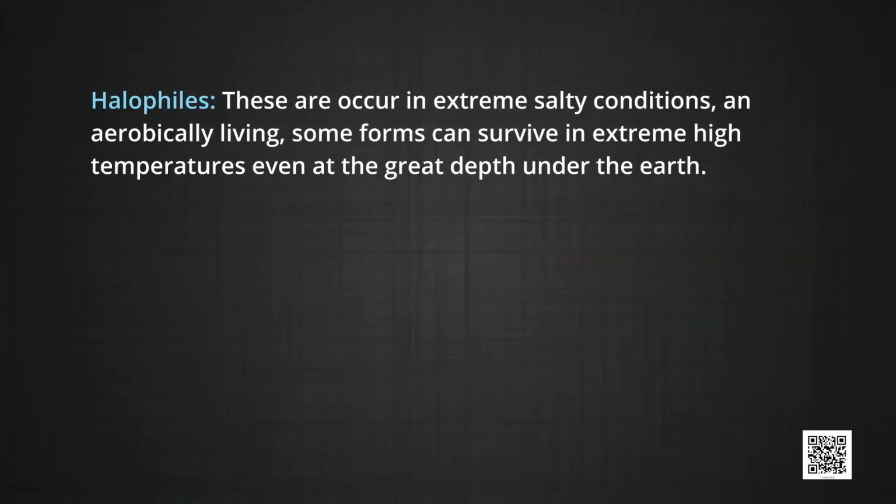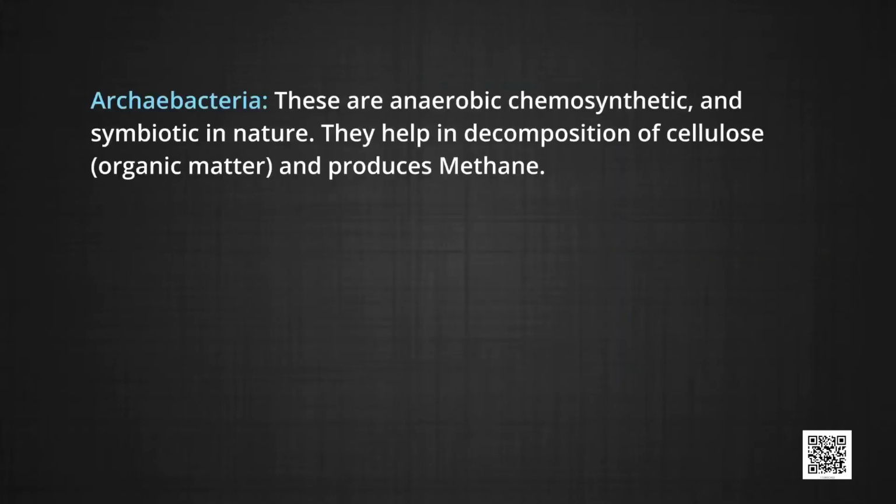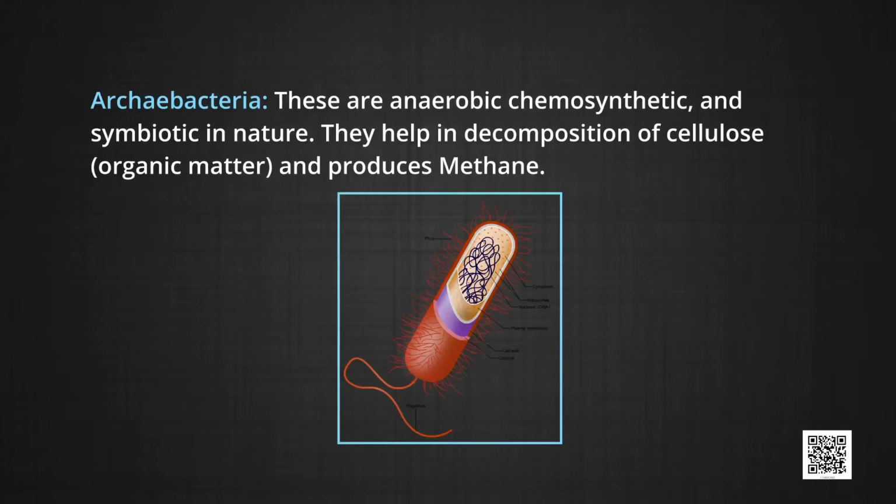Halophiles. These occur in extreme salty conditions and live aerobically. Some forms can survive in extremely high temperatures, even at great depths under the earth. Some examples of halophiles are Halococcus and Halobacterium. Methanogens archaebacteria. These are anaerobic, chemosynthetic and symbiotic in nature. They help in decomposition of cellulose, meaning organic matter, and produce methane.